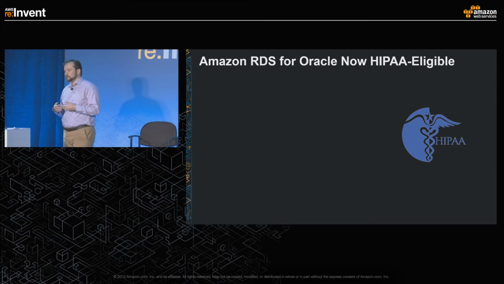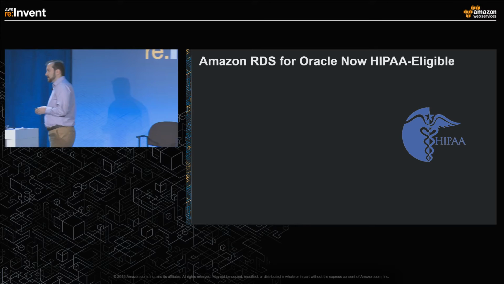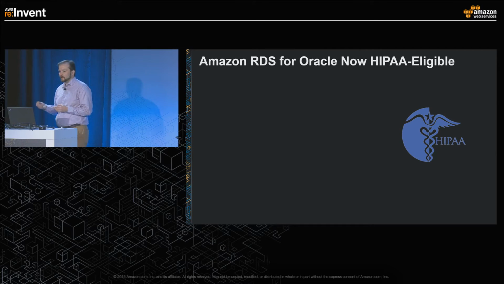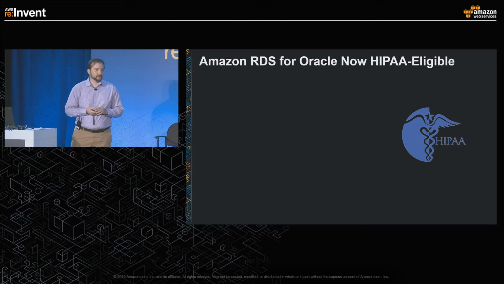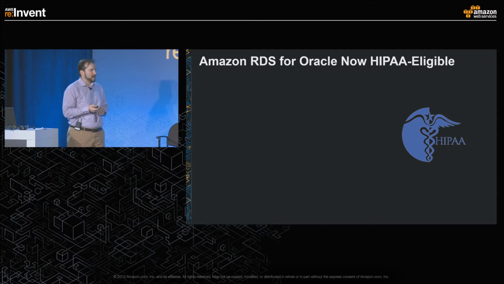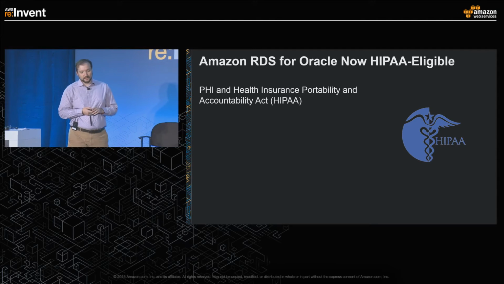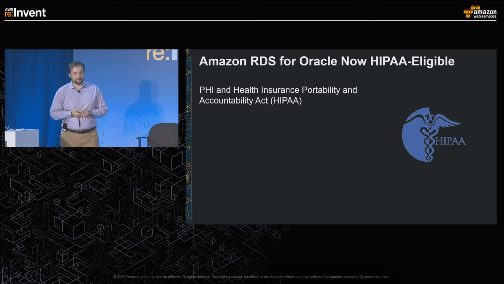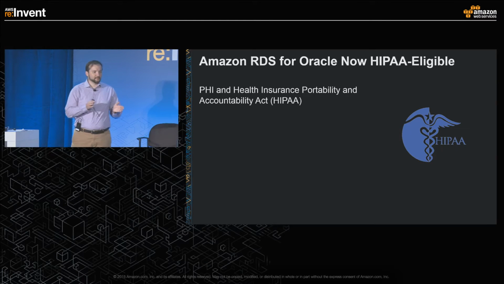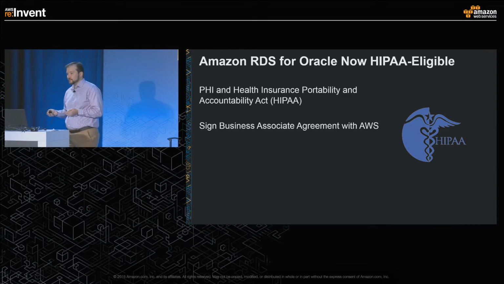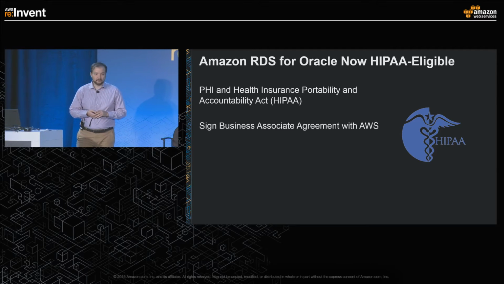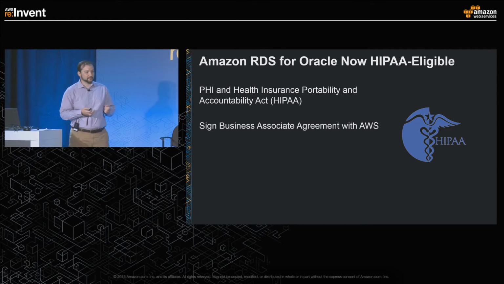In addition to improving our encryption story over the past year, we've also invested in making our Oracle workloads HIPAA eligible. Some of you who are working in the healthcare industry are aware of the requirements that are imposed by the Health Insurance Portability and Accountability Act, or HIPAA for short. This legal framework imposes certain restrictions and requirements for managing patient healthcare information. So you'd be happy to know that you can now sign business associate agreements with AWS, and you can cover RDS for Oracle in such agreements.